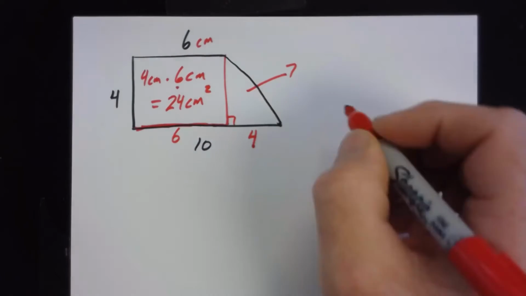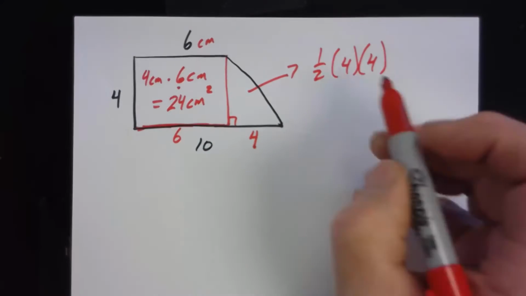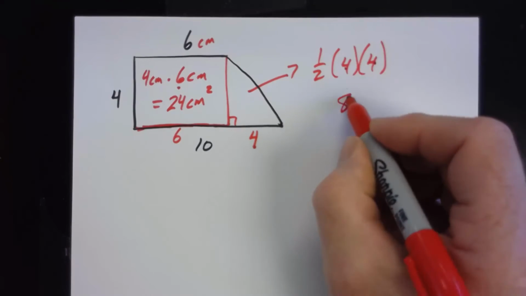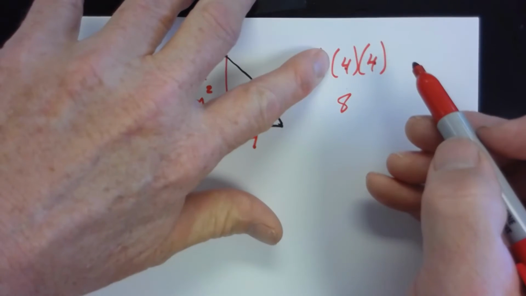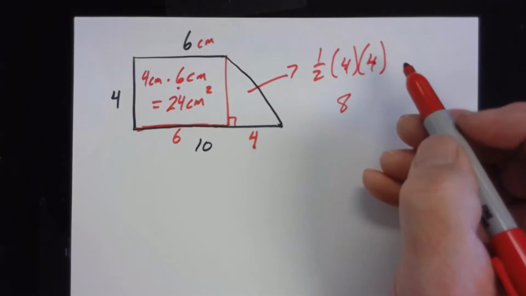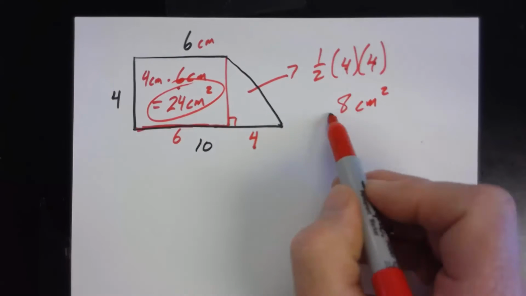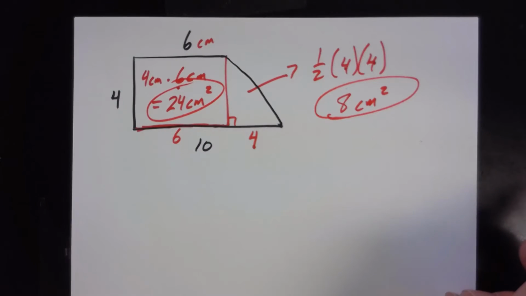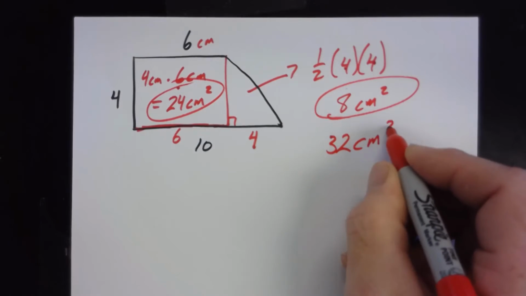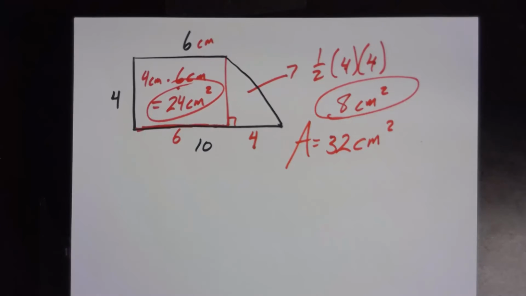Now this is a right triangle. So half of 4 times 4. What's half of 4? 2. 2 times 4? 8. What's 4 times 4? 16. What's half of that? 8. Doesn't matter what order you do this in? No. Okay, so we have these 2. Now you can't forget the whole area is those 2 together, right? So 24 plus 8, 32 centimeters squared. And you should have at least a capital A to say that's what the area is.